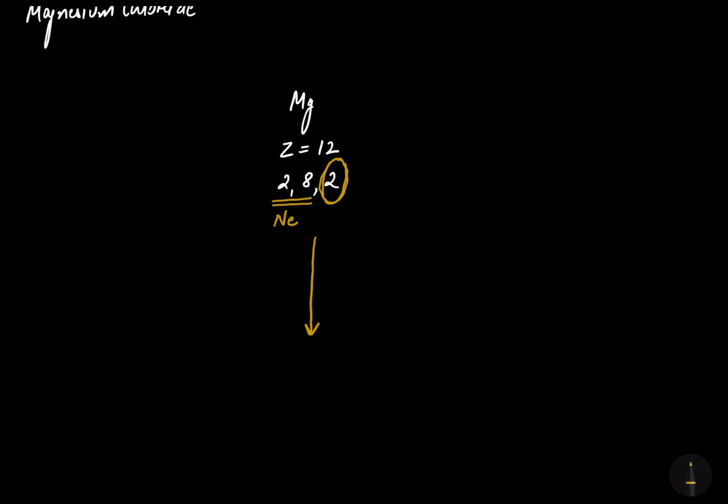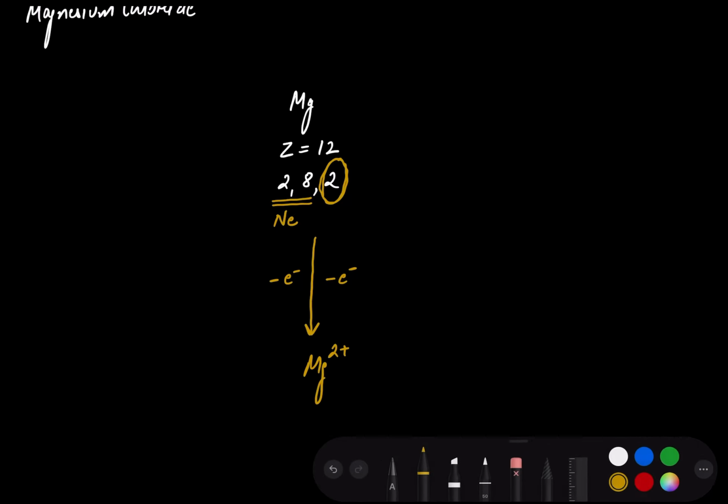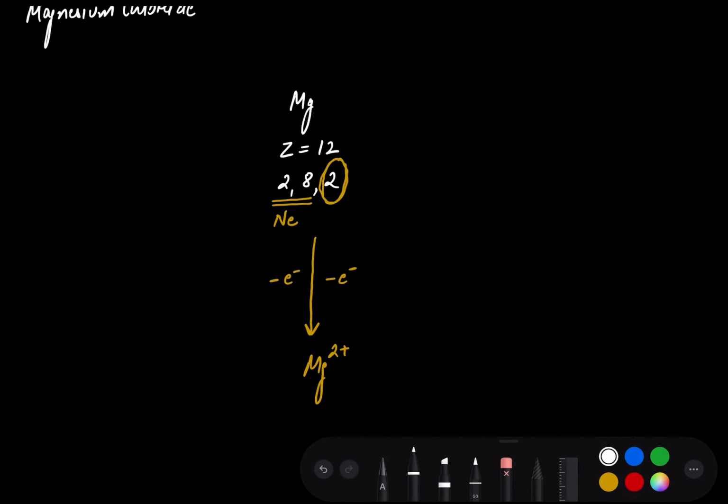So magnesium will lose its 2 electrons from the outermost shell, that is, the valence electrons, to acquire a 2 positive charge. Magnesium will lose its 2 valence electrons to acquire the stable noble gas configuration of the nearest inert gas neon, and will have the oxidation state of 2 positive, or we can say the charge of 2 positive on magnesium.